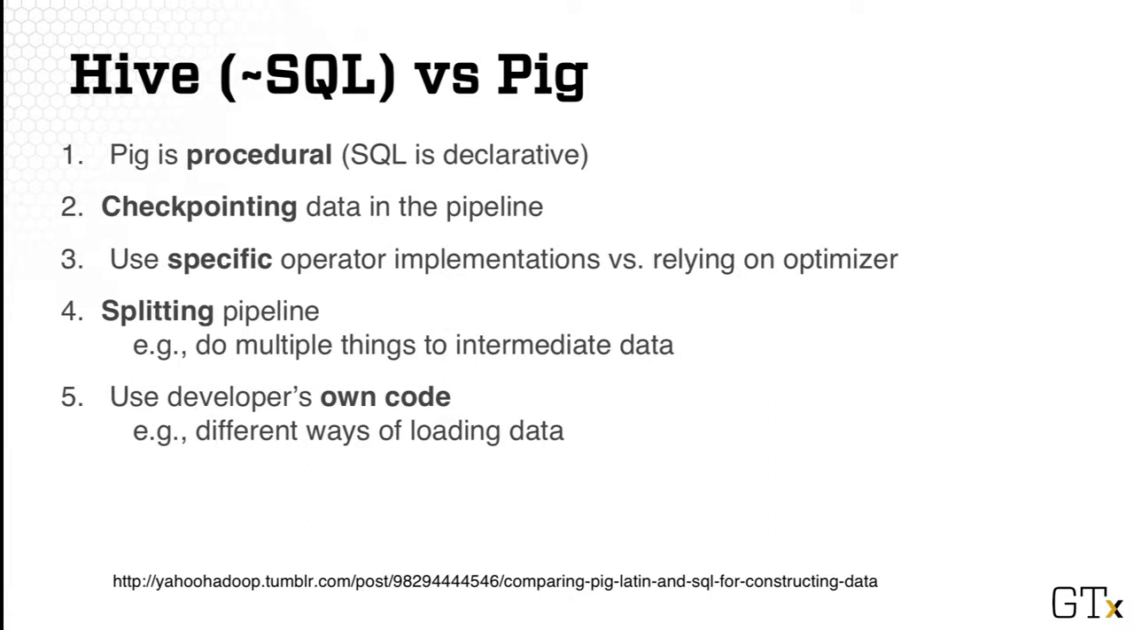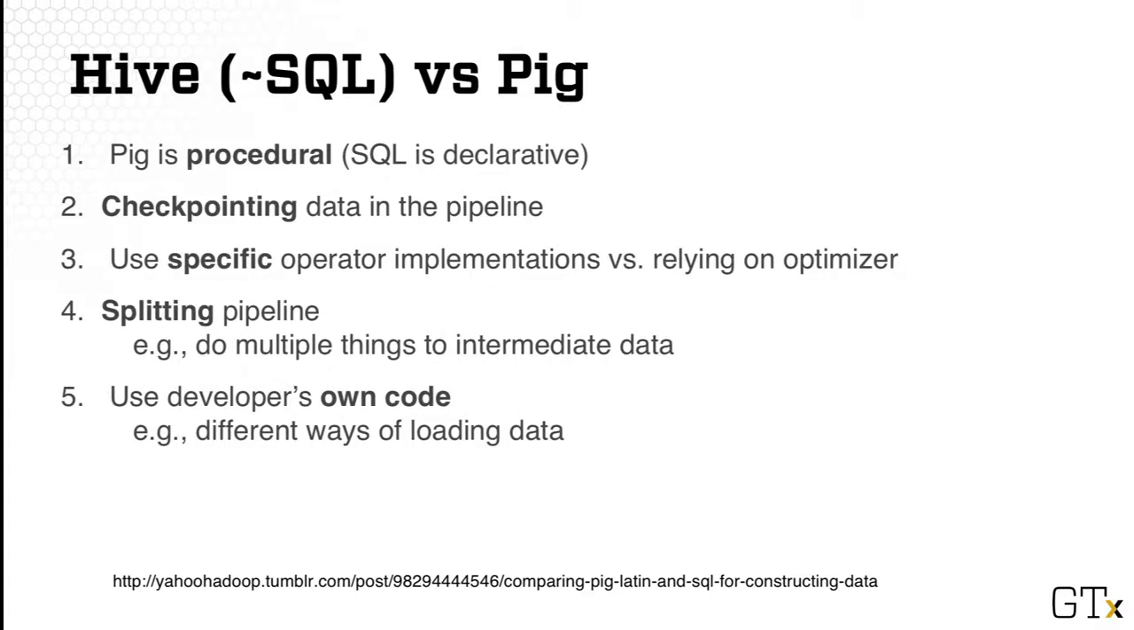The second difference is that in Pig, you can do something we call checkpointing. That means in the whole pipeline, the whole data flow sequence, after every single step, you can actually check what the output of the data is. This is not something that Hive or SQL can offer. You only write one long SQL, and you cannot really see what's happening in between. You only get the final result in the end.